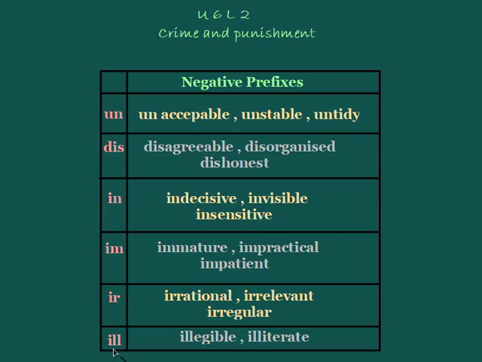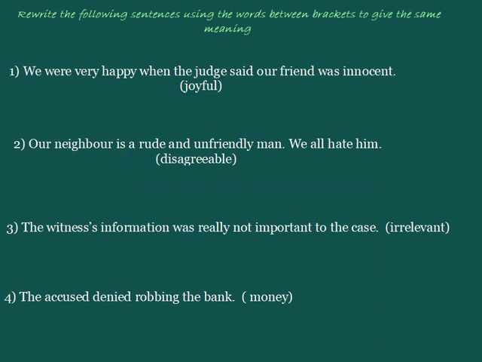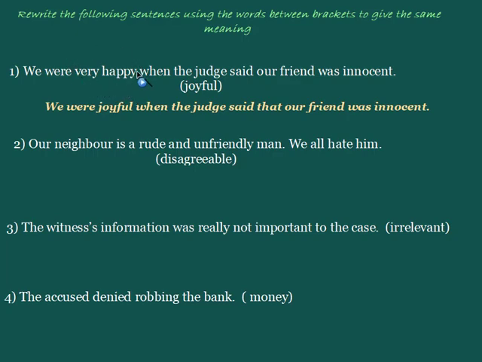And in your book, you are asked to match these prefixes with these words. And here we can say that this is the time to practice. Rewrite the following sentences using the words between the brackets to give the same meaning. We were very happy when the judge said our friend was innocent. So how do we say the word joyful? We were joyful, because joyful means very happy and it equals overjoyed. Great. We were joyful when the judge said that our friend was innocent.